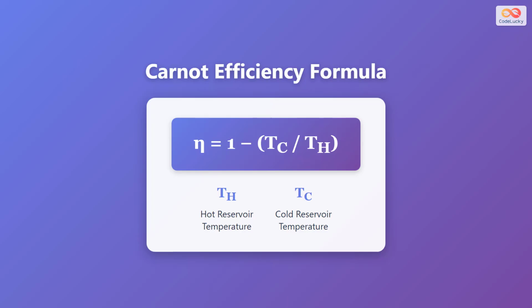The efficiency of a Carnot engine is given by a remarkably simple formula. Eta equals 1 minus T_C divided by T_H. Here, T_H is the temperature of the hot reservoir, and T_C is the temperature of the cold reservoir. Both temperatures must be measured in absolute units, such as Kelvin. This formula shows that efficiency depends only on the temperature difference between the two reservoirs. The greater the temperature difference, the higher the efficiency.